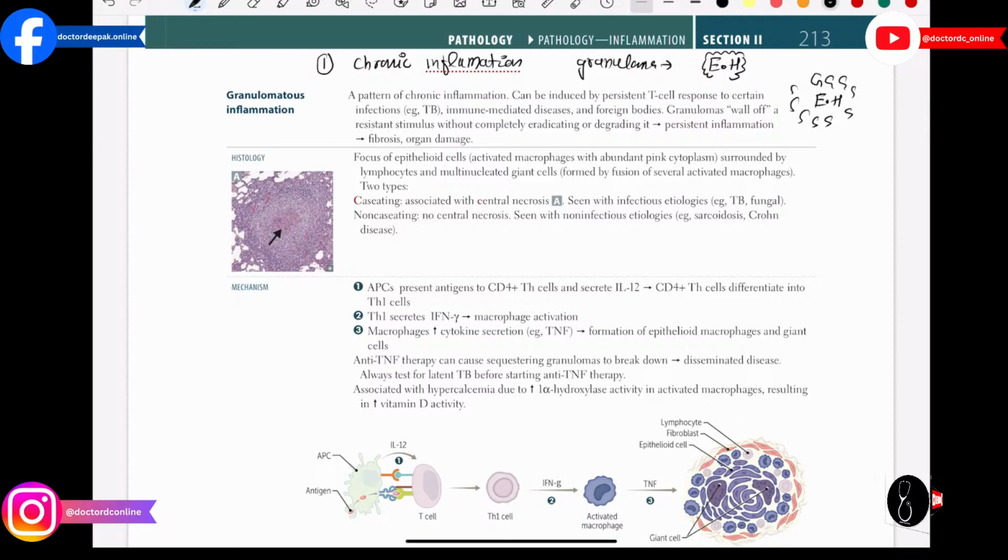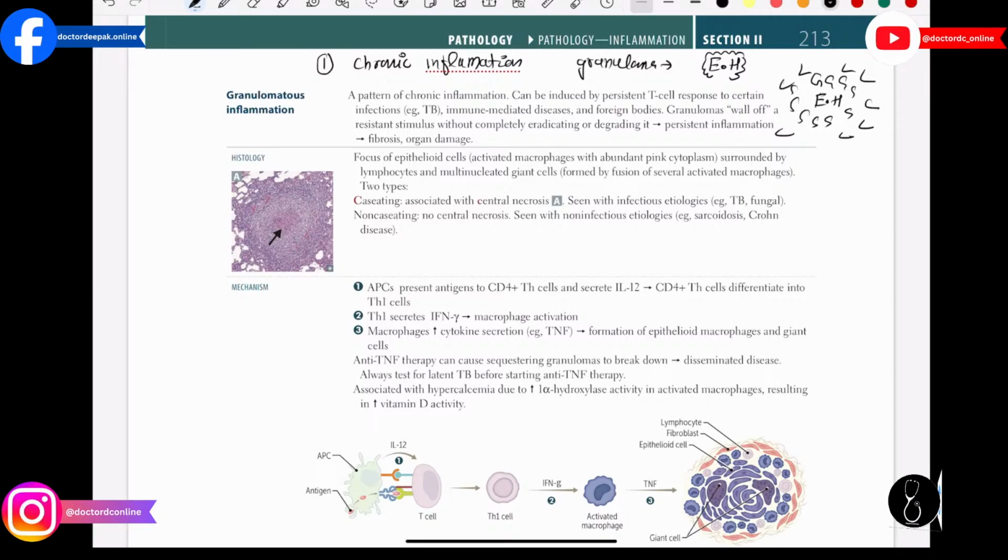Then these histiocytes are surrounded by giant cells, and on the side of these giant cells we also have the lymphocytes. So basically this is the structure of granuloma. Three important things are involved in the granuloma. First one, epithelioid histiocyte. Second one is the giant cell. Third one is the lymphocyte. So please keep this in mind.